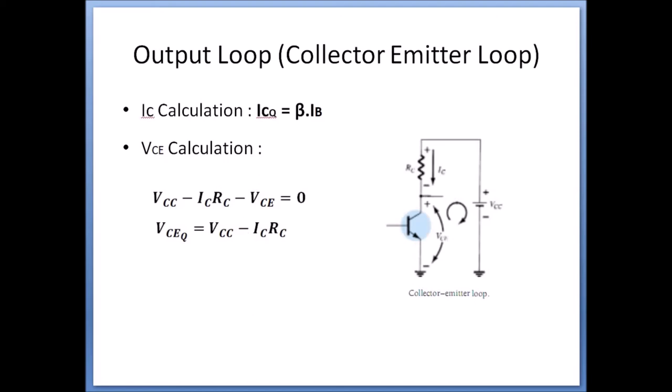Now let us apply KVL in the output section. Before that, let us calculate the value of IC, which is the collector current, or you can say the IC current at quiescent point or operating point. Now ICQ can be calculated as beta into IB. Now for the determination of VCE voltage, we need to apply KVL in the output section. Now start from VCC, move around the loop, VCC minus ICRC minus VCE equal to 0, and finally VCEQ equal to VCC minus ICRC.